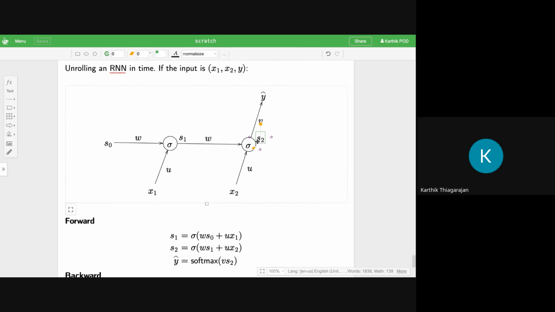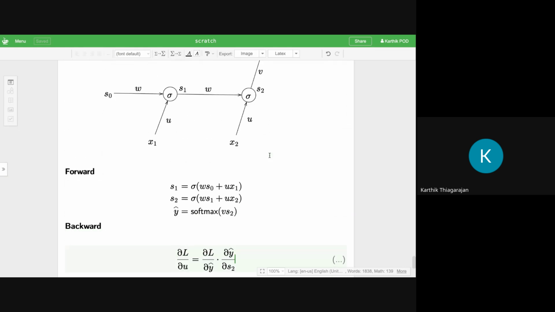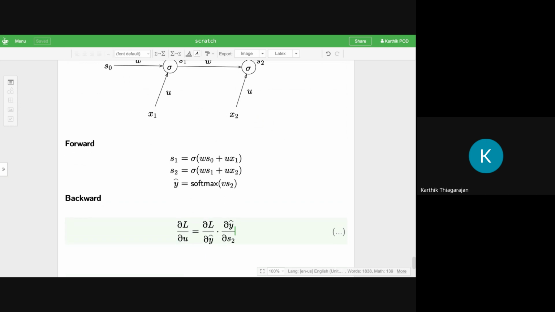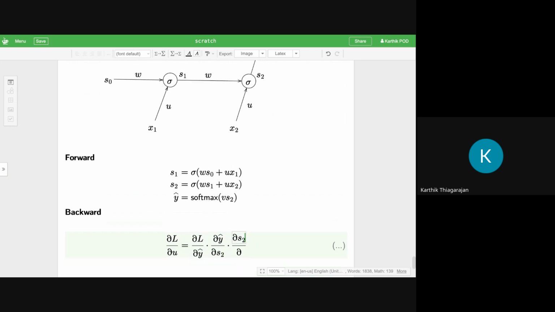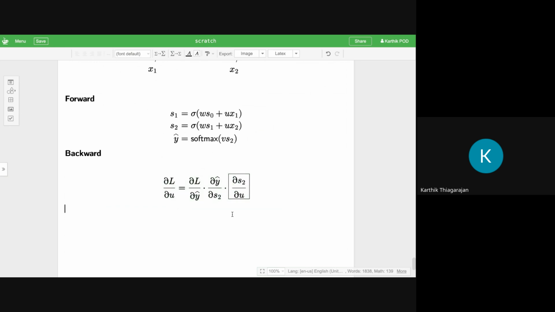No, not S2. Weight of error, right? V into the error, yeah, there will be V into the error, but that part I'm assuming you know, right? So what we are interested in, what's tricky, is dou S2 by dou U. It's this part which is hard, and that's what we'll look at now, dou S2 by dou U. We'll concentrate on this.